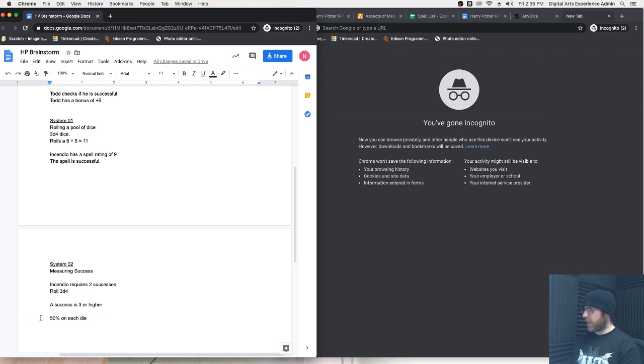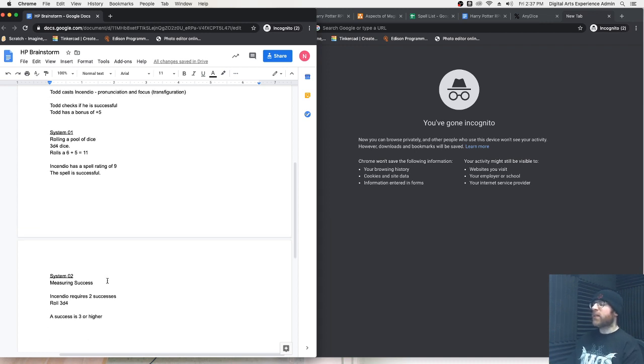So that's 50% on each die. What we could do, because this could be a lot easier for the player so they don't have to do a lot of number crunching, is say that a success is 3 or higher. So we roll them. If we get at least 2 dice that have a 3 or higher, then the spell is successfully cast.